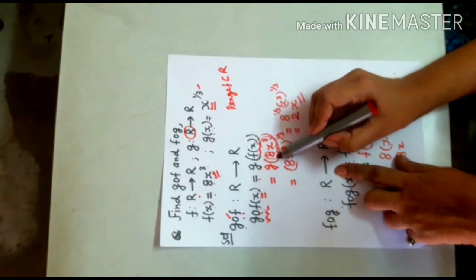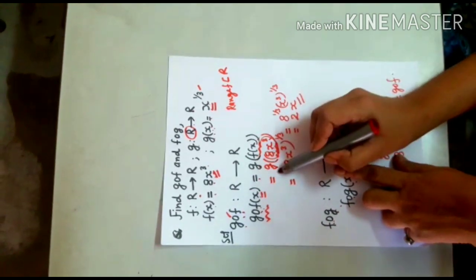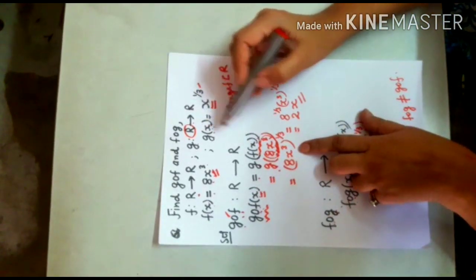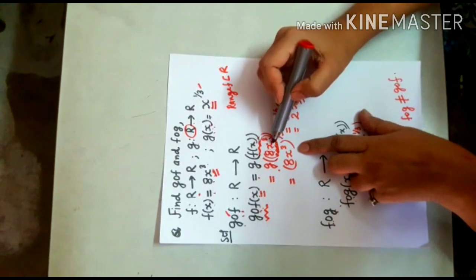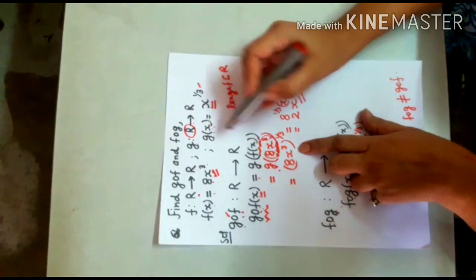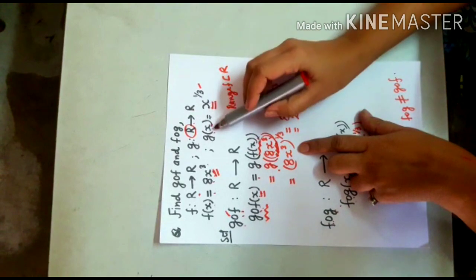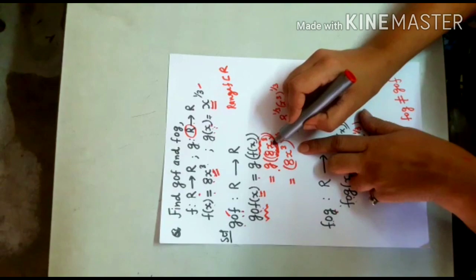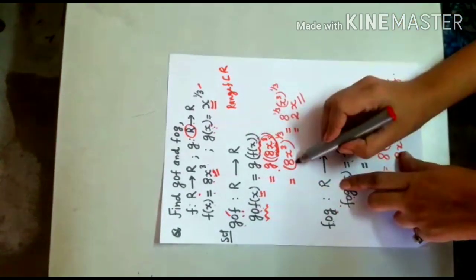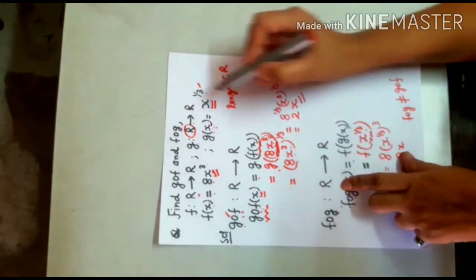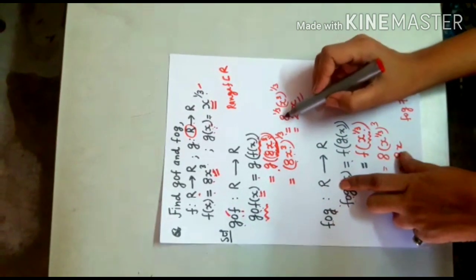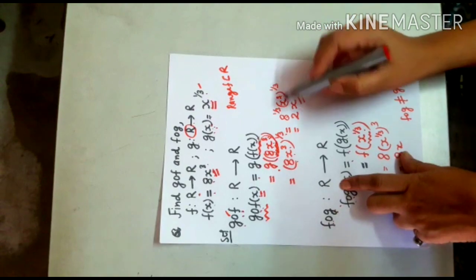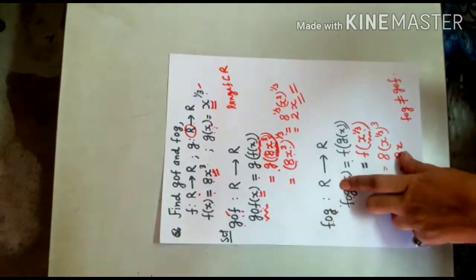Now I have to find the image of this element under the function g. So look here: here the input is x and here the input is 8 into x to the power 3. So the role of x is being played by this number. So in the definition of g, I'll replace x with 8 into x cube. So I'll get (8 into x cube) whole raised to the power 1 by 3, which is 8 raised to the power 1 by 3 into x cube raised to the power 1 by 3. That will give you 2x.